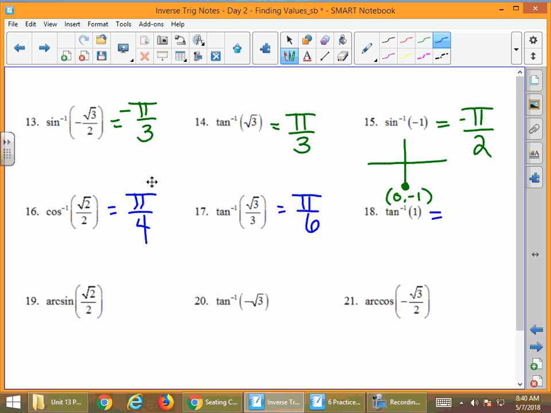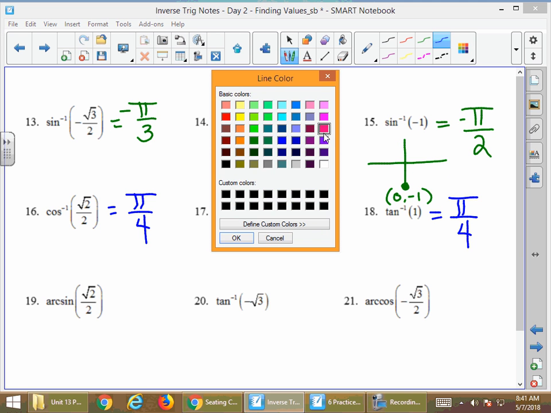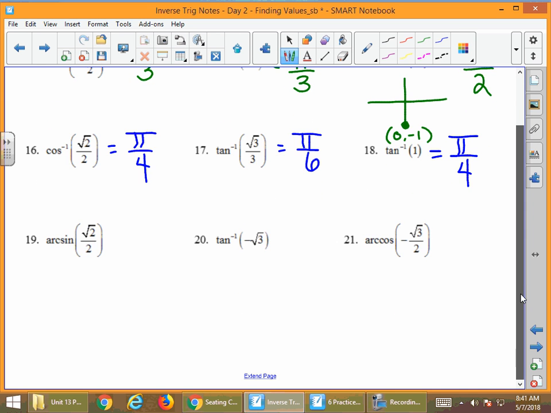Inverse tangent of 1. Again, I'm starting to feel like these are repeats, but maybe we'll really know them if they are repeats. This one should also be pi over 4. We're almost done with these, so we can challenge ourselves a slight bit here, hopefully. With arc sine of the square root of 2 over 2, what angle of sine has a value of square root of 2 over 2? Still pi over 4.